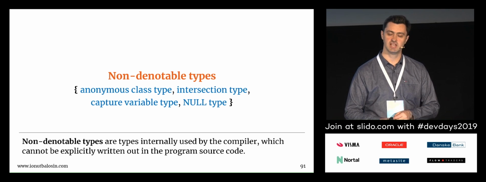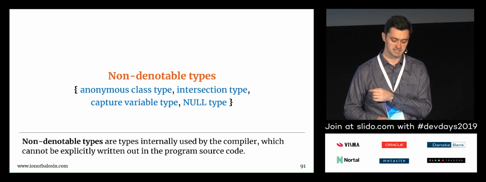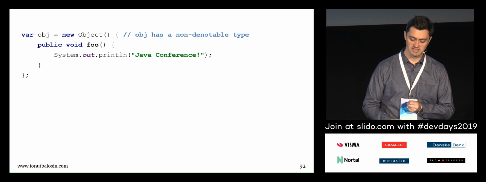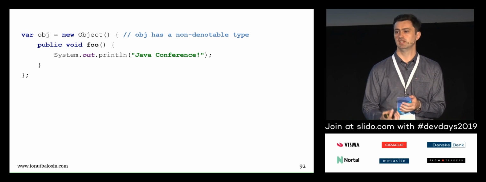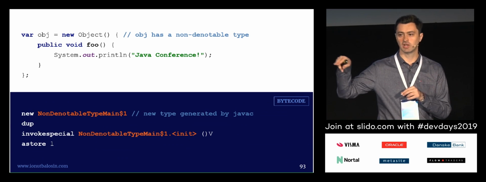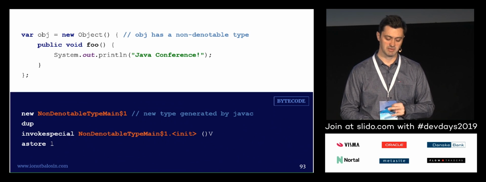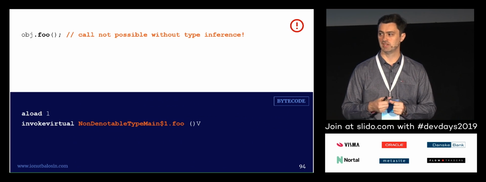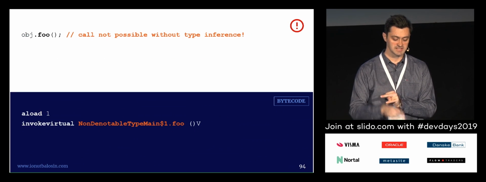And there are a few cases, like for example, anonymous types, intersection types across multiple interfaces, captured variable types. So all of these are generated automatically. And if you take this example, you have this object which actually defines the method foo. It's actually an anonymous class. What the compiler generates for you is something with $1 at the end, so this is like another .class file which contains this implementation. And if you want to call object.foo with var, it's possible. Without var, it's not possible. So here I said var object equals, and here I say object.foo.